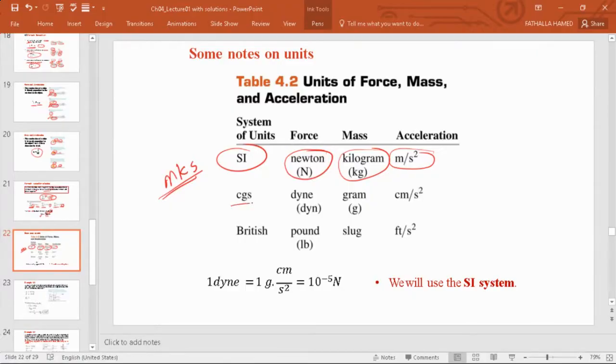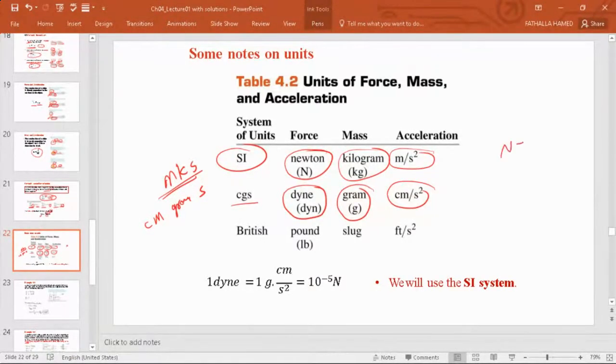There is another system which we call CGS, and CGS means centimeter, gram, and second. You know that the meter contains 100 centimeters, and the kilogram contains 1,000 grams. So the force will be measured in a unit that we call the dyne. The mass will be measured in grams, and the acceleration will be measured in centimeters per second squared.